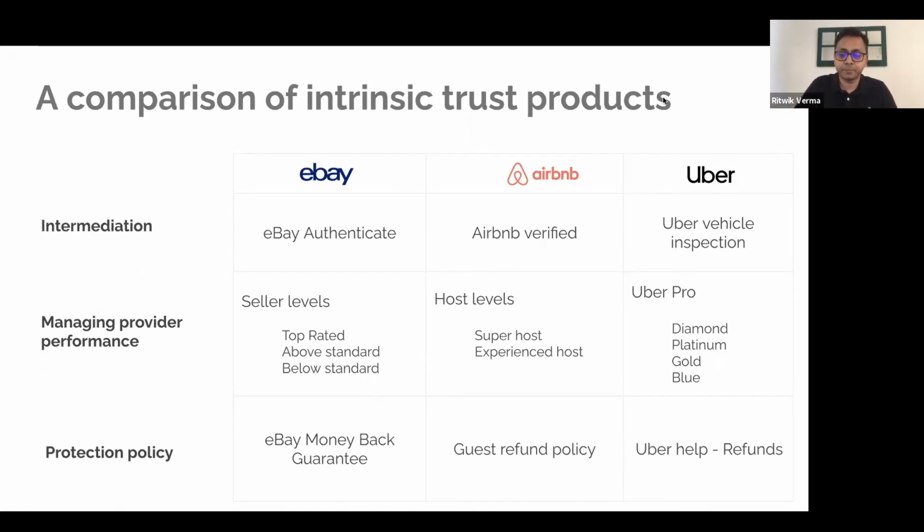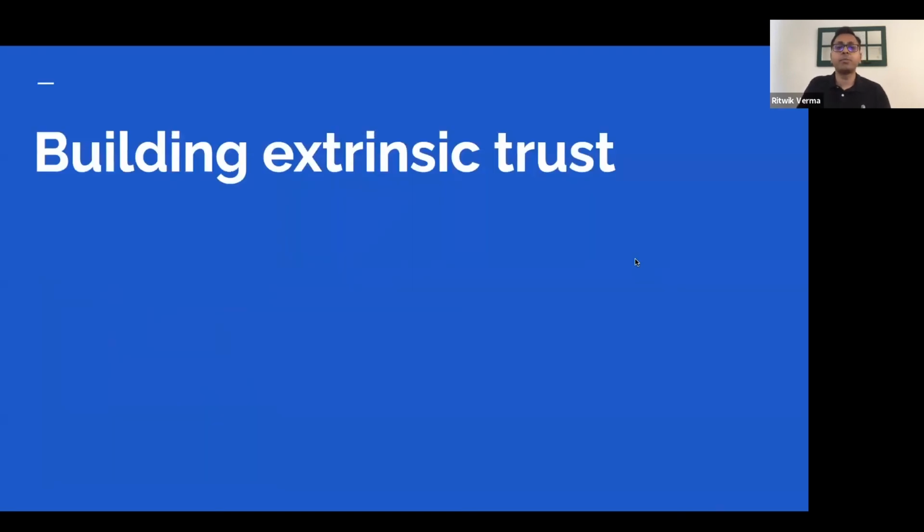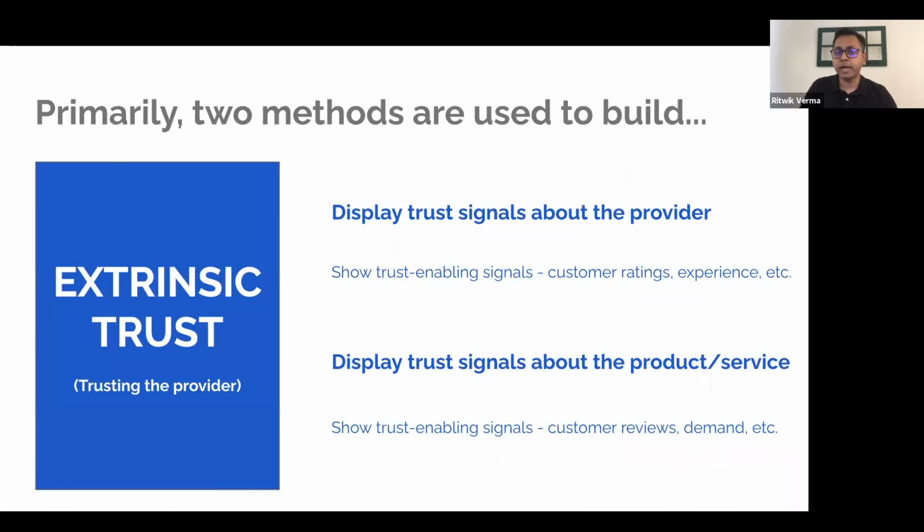Trusting the marketplace itself. Now, let's look at extrinsic trust, how companies build extrinsic trust. And extrinsic trust, as we have covered earlier, is all about displaying trust signals on the marketplace. And there are two types of such signals: trust signals about the provider and trust signals about the product or service itself. And most of these marketplaces, again, use a mix of objective and subjective signals to show how skilled the provider is and to also show how good the offering is, because a provider can list multiple offerings through multiple stays on Airbnb and through multiple listings on eBay, for example.